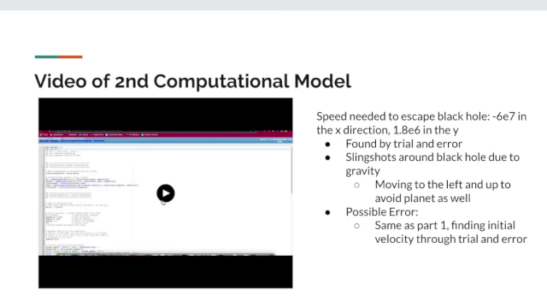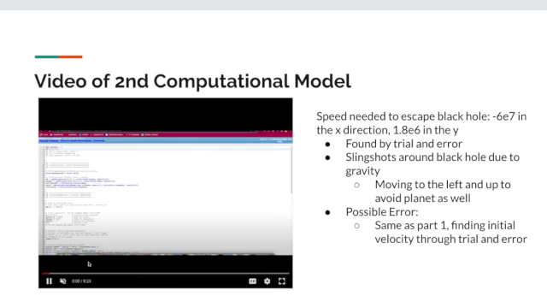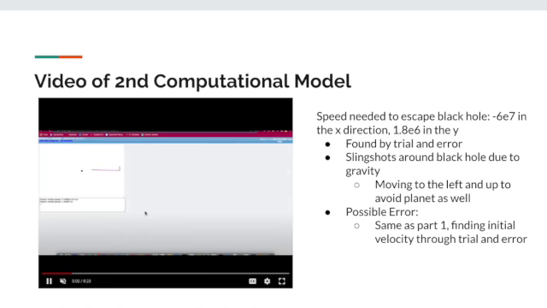This is the video of the second computational model. The only way to find the speed to escape the black hole was through trial and error. Through trial and error, I found that -6e7 in the x direction and 1.8e6 in the y direction was the closest I could get to the black hole while escaping the system, and the ship was slingshot around the black hole due to gravity. There are the same types of rounding errors, but also the initial velocity could only be found through trial and error, so maybe this isn't the exact closest that we could get to the black hole.